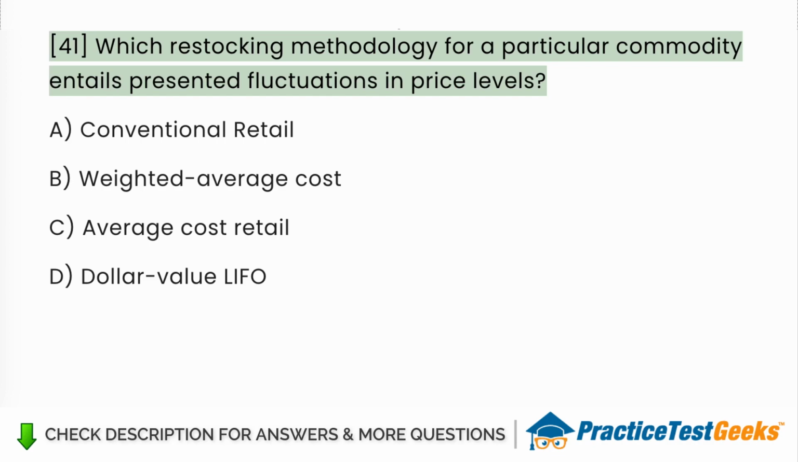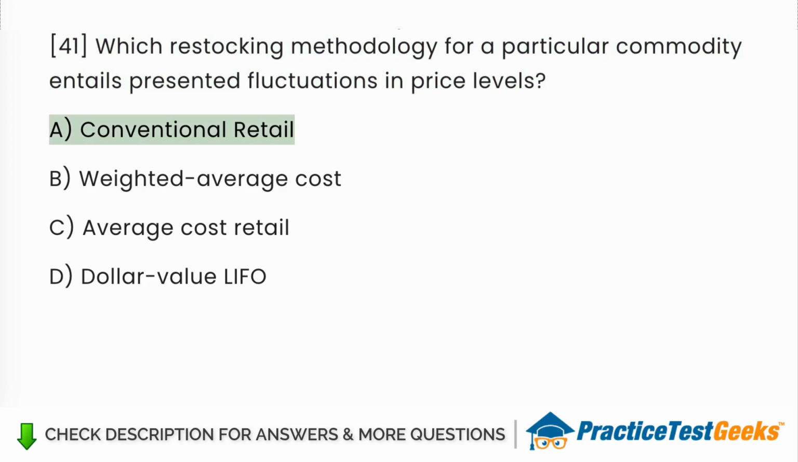Which restocking methodology for a particular commodity entails presented fluctuations in price levels? A. Conventional retail. B. Weighted average cost. C. Average cost retail. D. Dollar value LIFO.